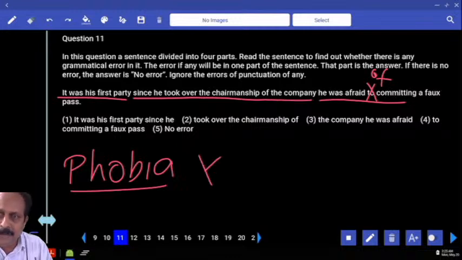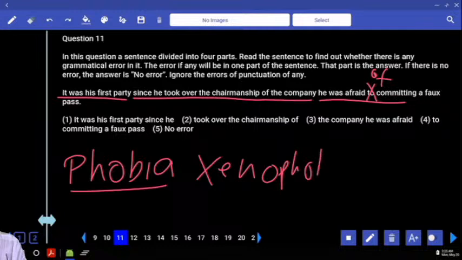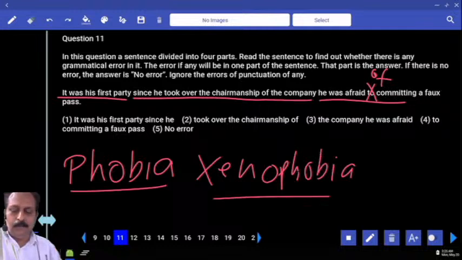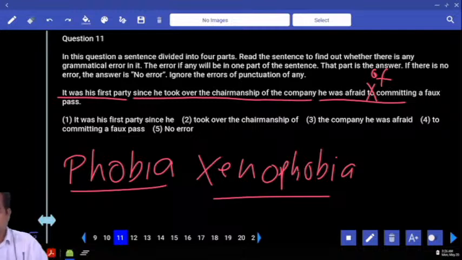And some people are afraid of foreigners. What is the word for that? Please write xenophobia. Xenophobia, an important word. Afraid of foreigners. Underline this word, important word.